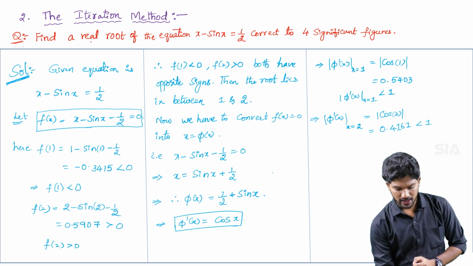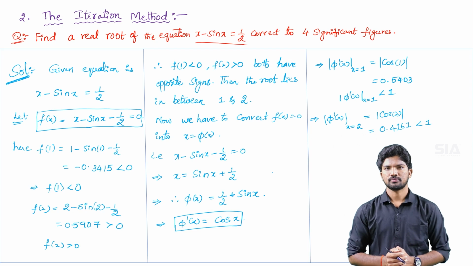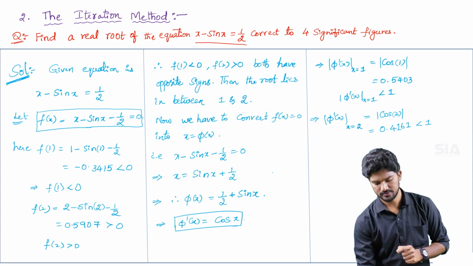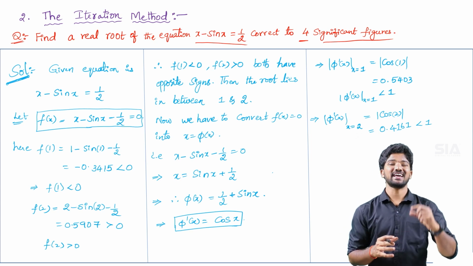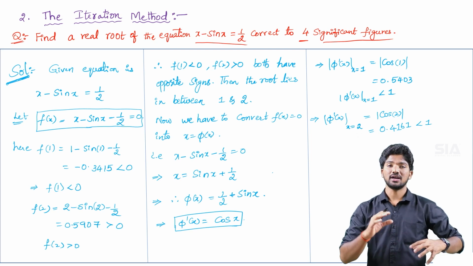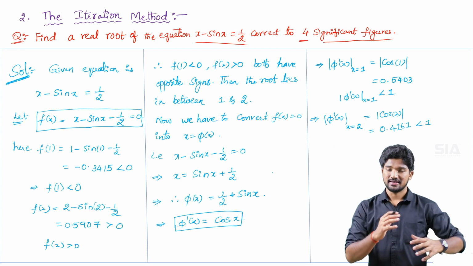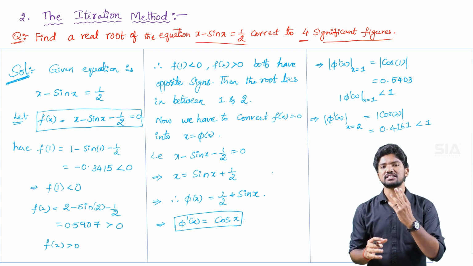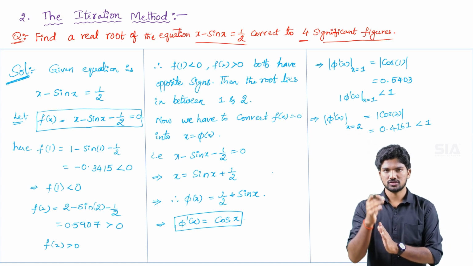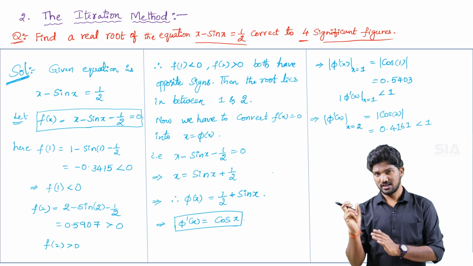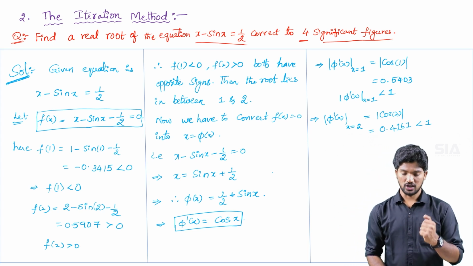Find a real root of the equation x minus sin x is equal to 1 by 2, correct to 4 significant figures. So we have to find a real root of the given equation x minus sin x is equal to 1 by 2. That real root should be correct to 4 significant digits, which means we have to write the 4 significant digits of the given approximate root. So see the solution.